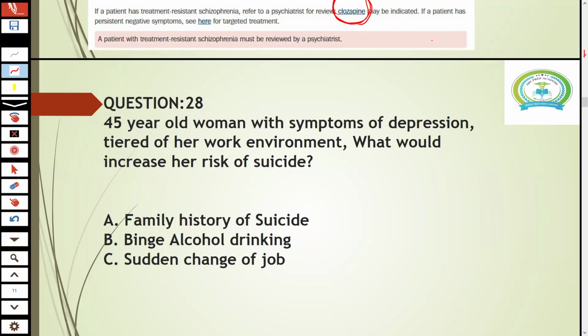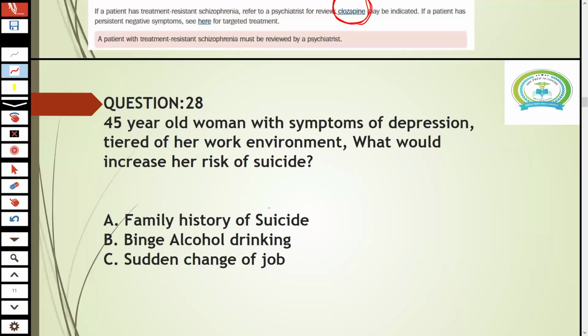Sorting out my voice issue. Till then, everyone. My voice is clear now? I hope it would be clear now.